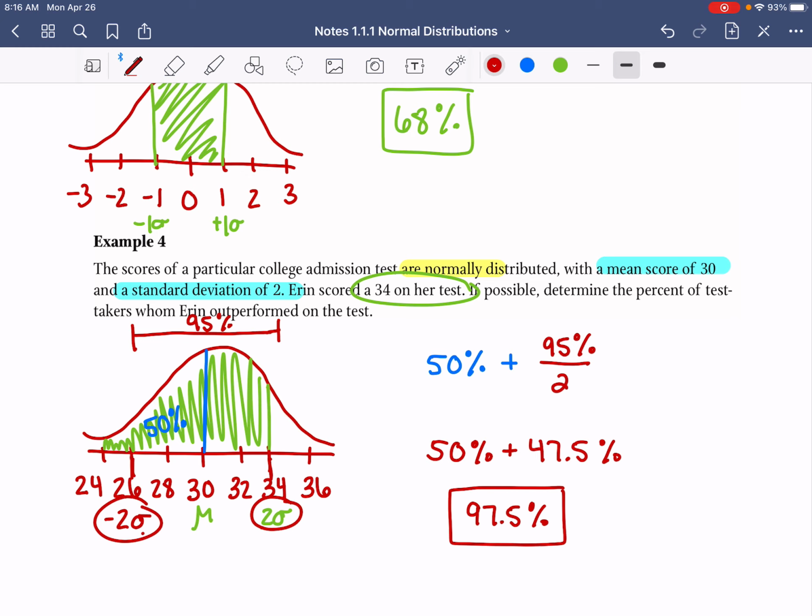I should have written that sentence. Erin scored higher than 97.5% of the test takers. So there are 2.5% of people who did better. They scored like a 35 or a 36, but only 97.5% is how many she did better than.